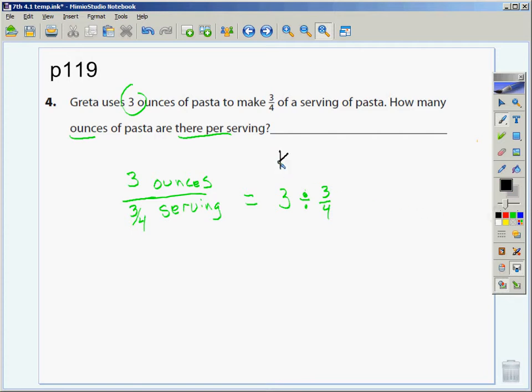And remember, we would keep, change, flip: 3 times 4/3. What do I think of the 3 as being? 3/1. What would happen to the 3's? They would cross cancel and both become a 1. So I'm going to get 4/1, or we would say 4 ounces per serving.